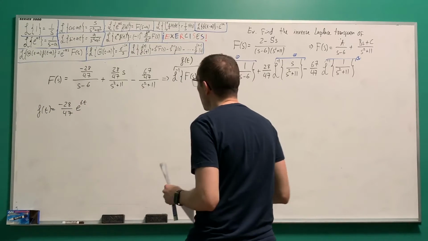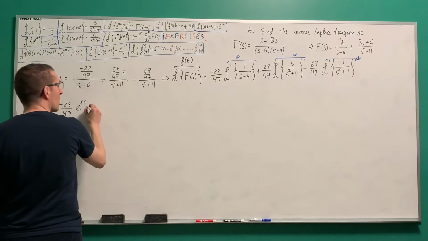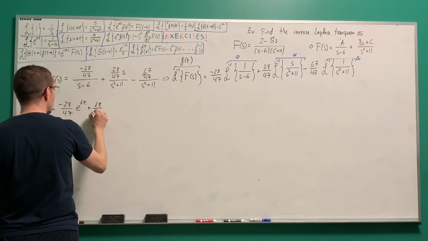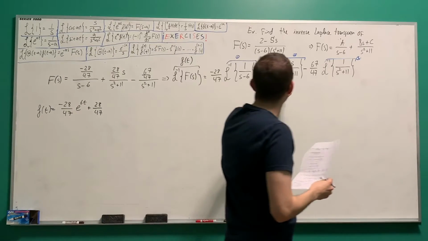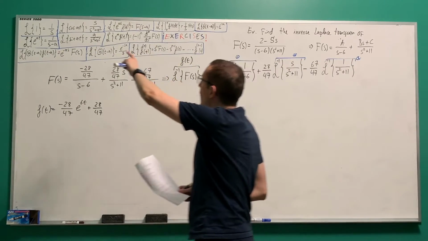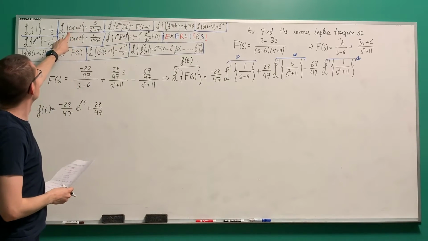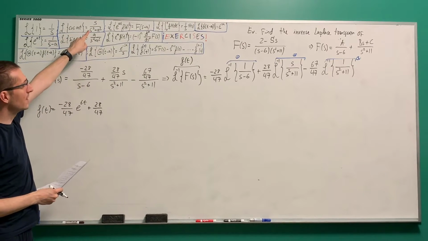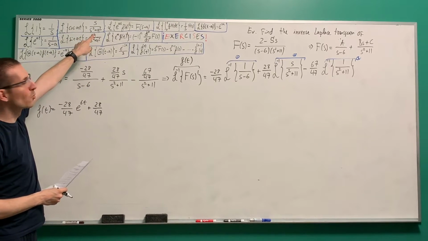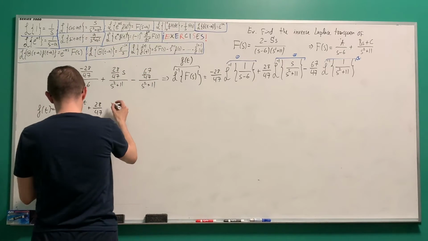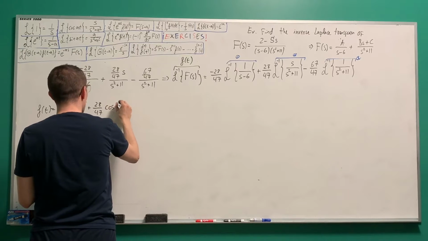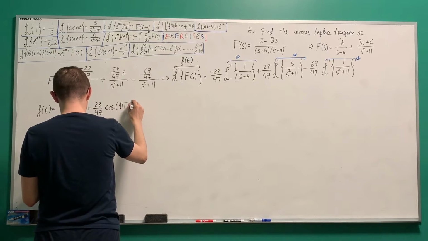All right. The next one, term 2. So 28 divided by 47. Now, what is this? Well, clearly, this looks a lot like the cosine. So it looks like a cosine where a is square root of 11, so that a squared is 11. All right, so this thing is the cosine of square root of 11 times t.